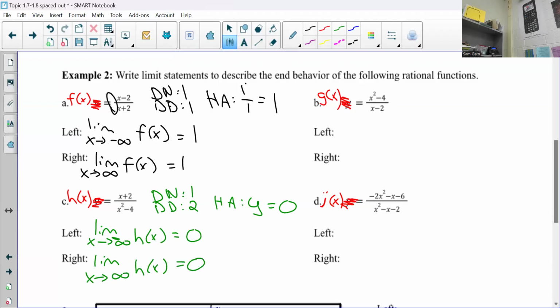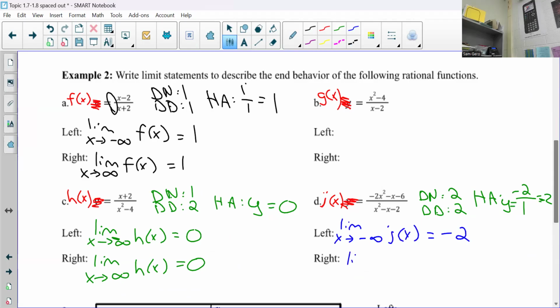For this one, the degree of the numerator is 2. The degree of the denominator is also 2. So it is the ratio of the coefficients. So that is -2 over 1. That's -2. So horizontal asymptote of y equals -2. Limit as x approaches negative infinity of j of x is -2. Limit as x approaches positive infinity of j of x is -2.